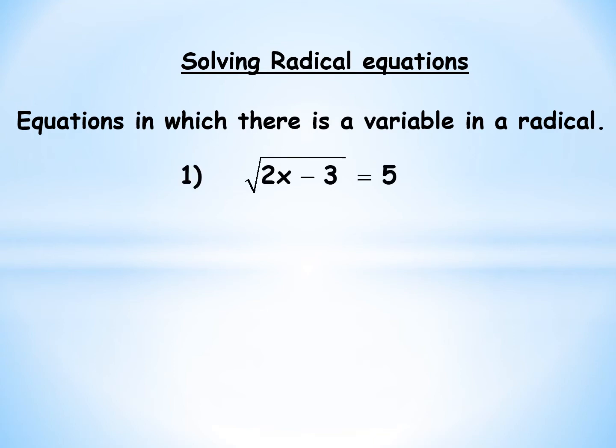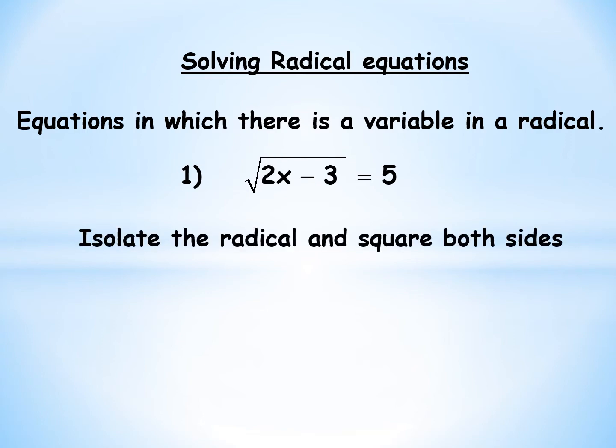For instance, the square root of 2x minus 3 equals 5. And your steps will always be the same. You will first isolate the radical, and then you will square both sides to get rid of the radical. So in this case, the left side, which is the radical, is already isolated, is the only thing on that side of the equation. So all we have to do is square both sides and then solve for x.